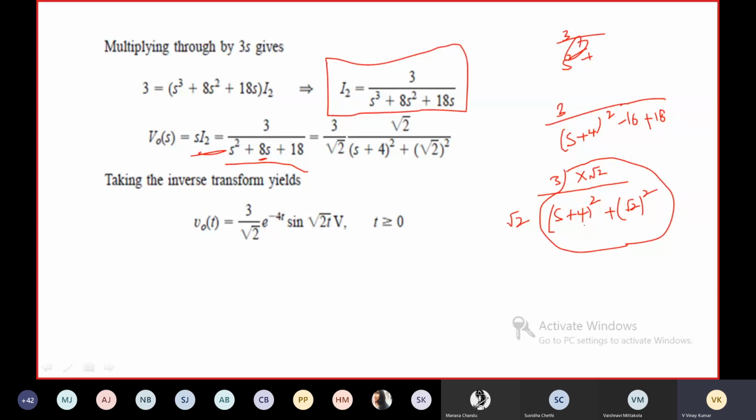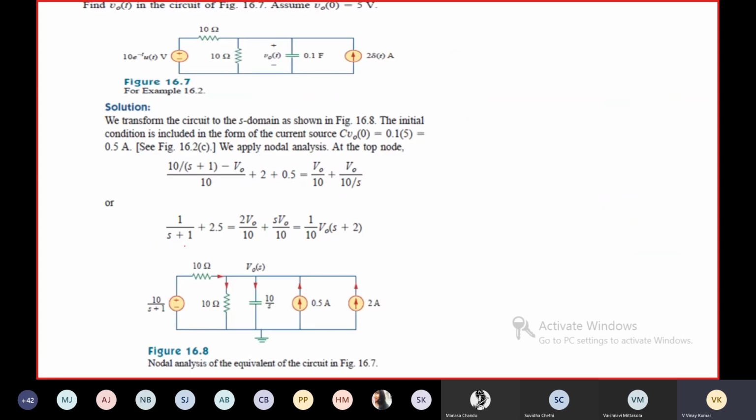Root 2 by (S plus 4) whole square plus root 2 square, which means omega by S square plus omega square. Here this is frequency shifting. Omega by S square plus omega square means what? Sine root 2 t into e power, because of frequency shifting, right? So e power minus 4t into root 2 e power minus 4t sine of root 2t. Taking inverse Laplace, by applying inverse Laplace transform to this equation, we're going to get this.